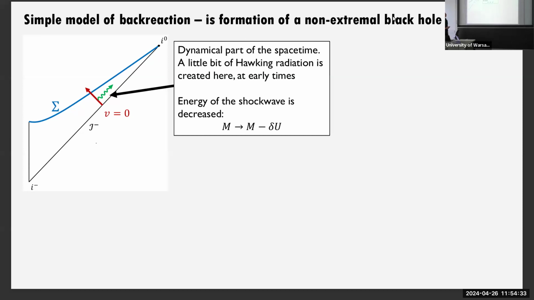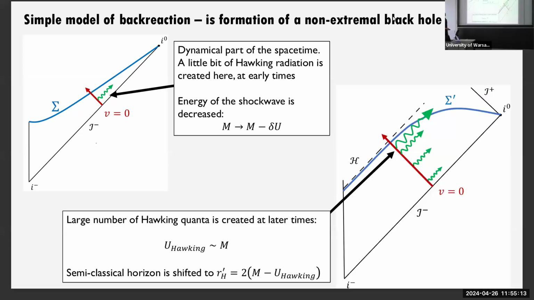gradual evolution of the geometry. So first at early times, for example, at this Cauchy slice sigma, here we insert a shockwave at pi minus, and with very low probability, some weak Hawking quantum is maybe created here near the shockwave. And then maybe the energy of the shockwave in the first approximation would change in this way somehow. So then this would mean that the horizon would shift slightly. But then if we evolve this system further in time, then more Hawking quanta will be created.